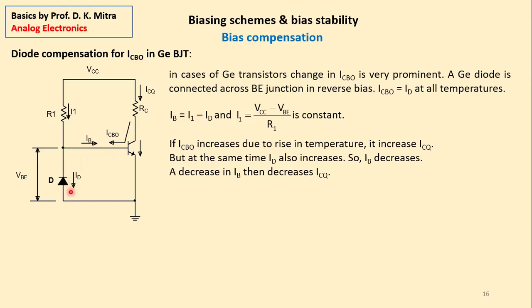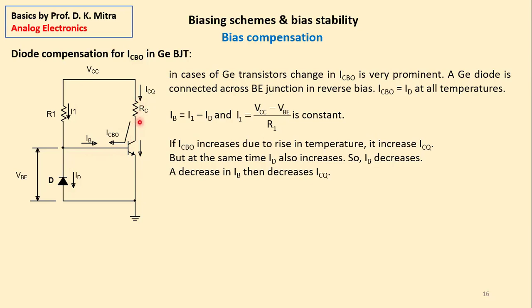If ID increases, IB decreases. Coming to this relation, this current is constant. This is the constant current, equal to VCC minus VBE divided by R1. I1 is constant, no change. And this current has two branches, one here, one here, right? So if ID decreases, then IB increases. It has to increase. If IB increases, it in turn increases ICQ, right?